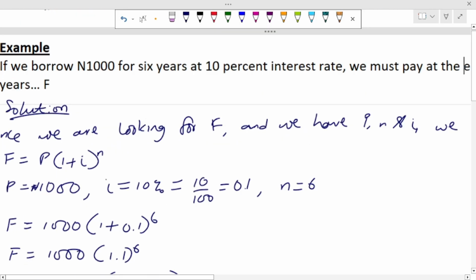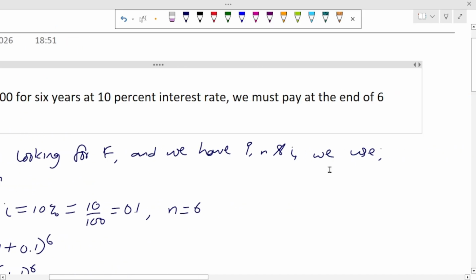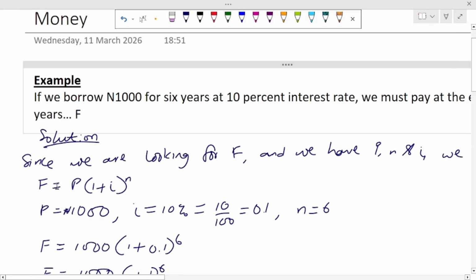Now since we are looking for F and we have P, we have N, we have I, we can make use of this formula. So this is just so simple. I wrote them out here. P is 1,000 naira. I is 10%. 10% is 10 over 100, which is 0.1. N is 6 years. So just put them into the formula.